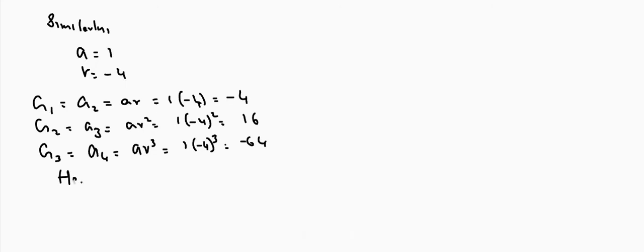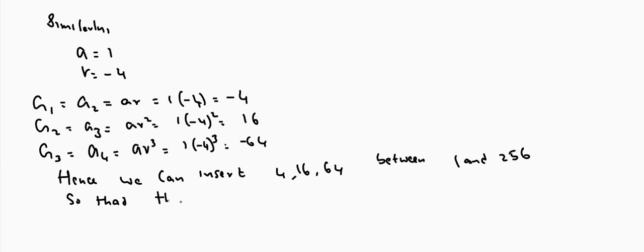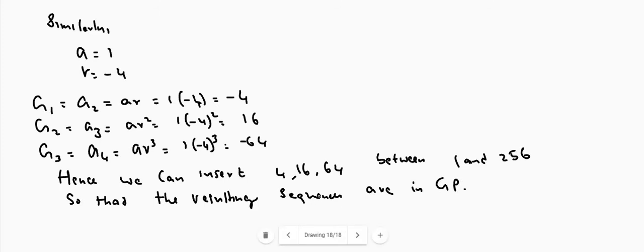Hence, we can insert 4, 16, 64 between 1 and 256 so that the resulting sequence is in GP, or we can insert minus 4, 16, minus 64 between 1 and 256 so that the resulting sequence is in GP. Okay, the next question.